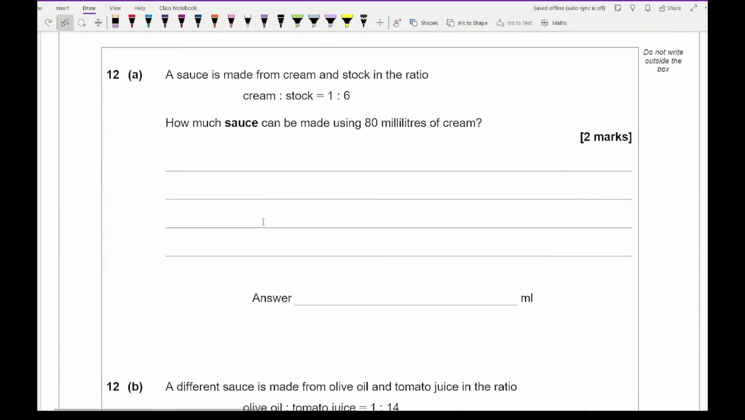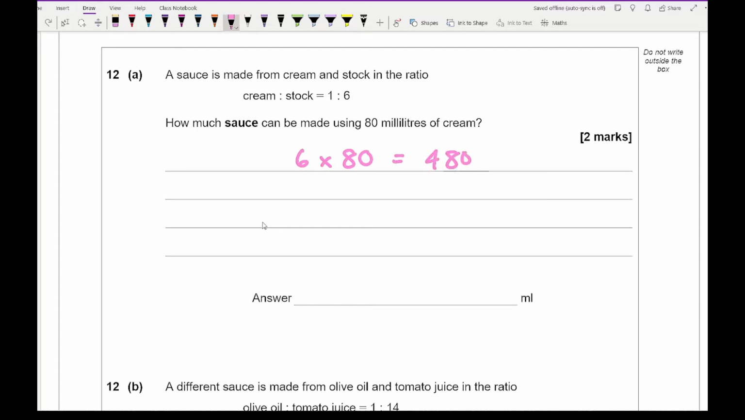Moving on to question 12a, it says the sauce is made from cream and stock in the ratio of 1:6 respectively. How much sauce can be made using 80 millilitres of cream? For this, all we need to do is multiply 6 by 80, which gives us an answer of 480.